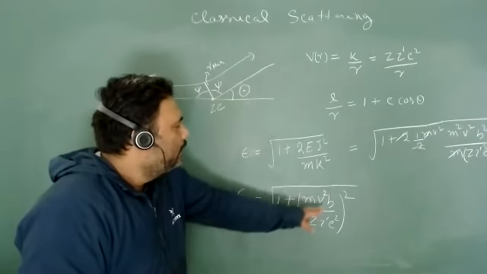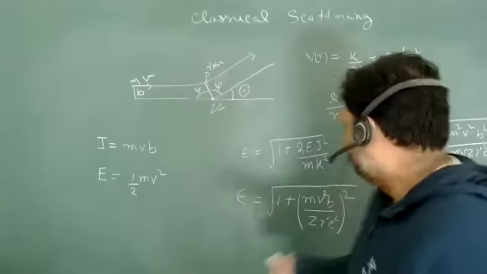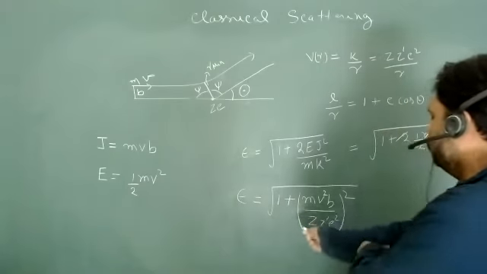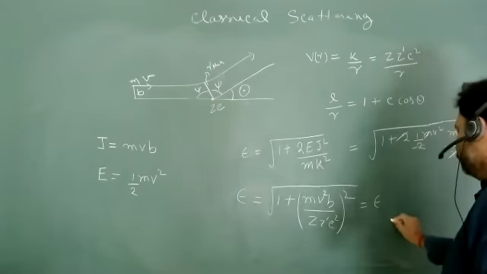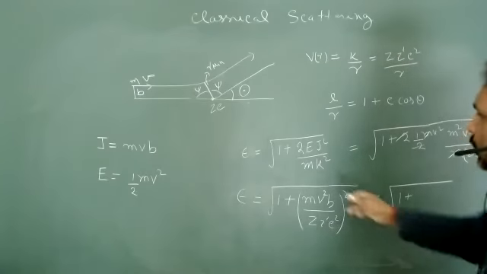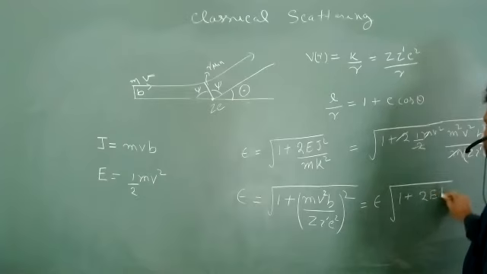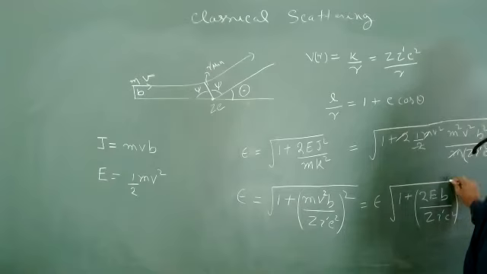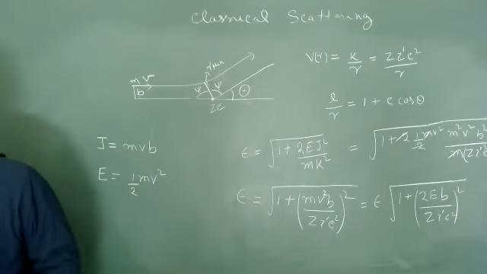And I can write this mb square in terms of my incoming energy. So this is a known value. My eccentricity I can also write in terms of energy, because in Rutherford scattering it is given in terms of energy. So mb square is equal to 2EB upon z dash e square, whole square. Okay, this is the first part we have done.